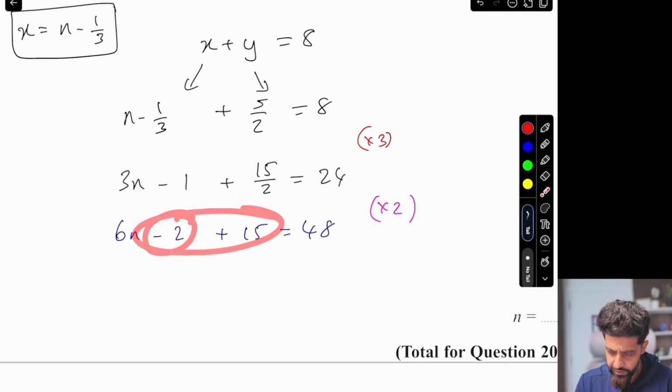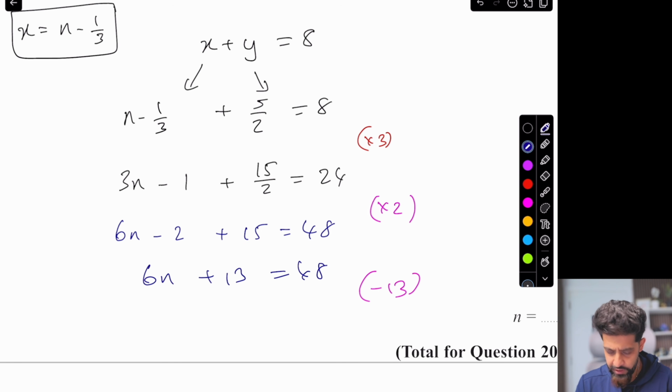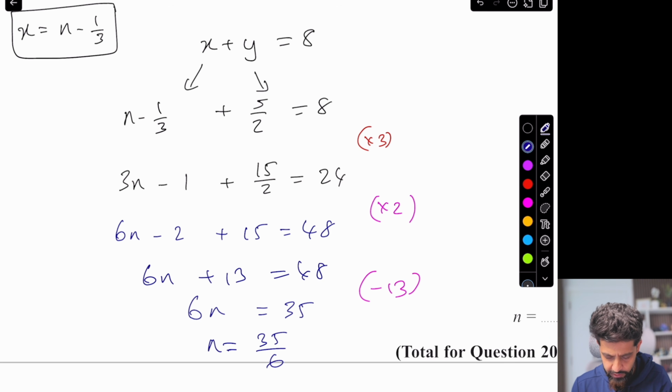Collect the like terms here. So if we collect the like terms, we get minus 2 plus 15 is plus 13 equals 48. Then we take away 13 from both sides. We get 6n is equal to 48 take away 13, 35. And then n would be equal to 35 over 6.